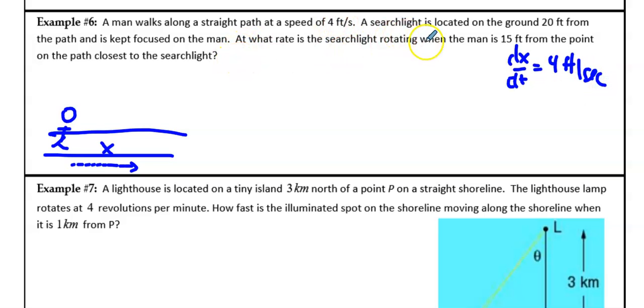A searchlight is located on the ground 20 feet from the path. Okay, so then from the path, there's a searchlight, which is right here, and this is going to be 20 feet.